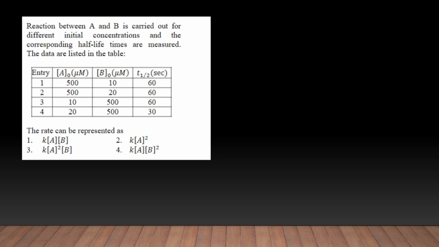Next is this question. Reaction between A and B is carried out for different initial concentrations and the corresponding half-life times. So this time the data is for the half-life and not the rate expressions. So the rate will be dependent upon the concentration of A raised to the power of alpha and B raised to the power of beta. We will have this alpha and beta determined experimentally.